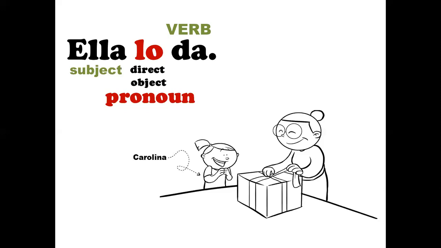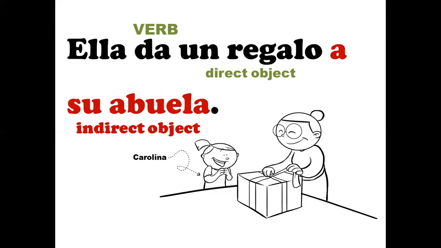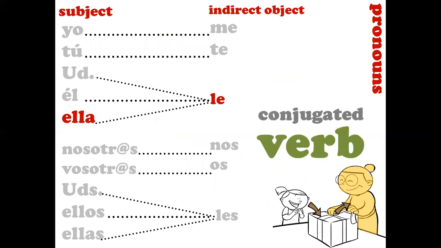We've talked about those in other videos. So let's take this step forward and take a look at ella da un regalo a su abuela. We put un regalo back in the sentence to make it a little simpler starting out. So a su abuela. If we wanted to say she gives the gift to her, and we wanted to replace su abuela with her, to her, the indirect object, we would choose le.